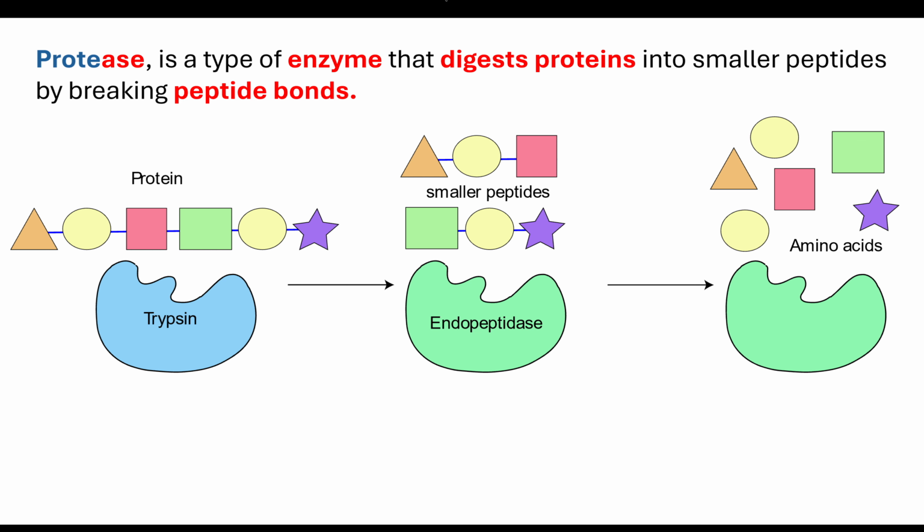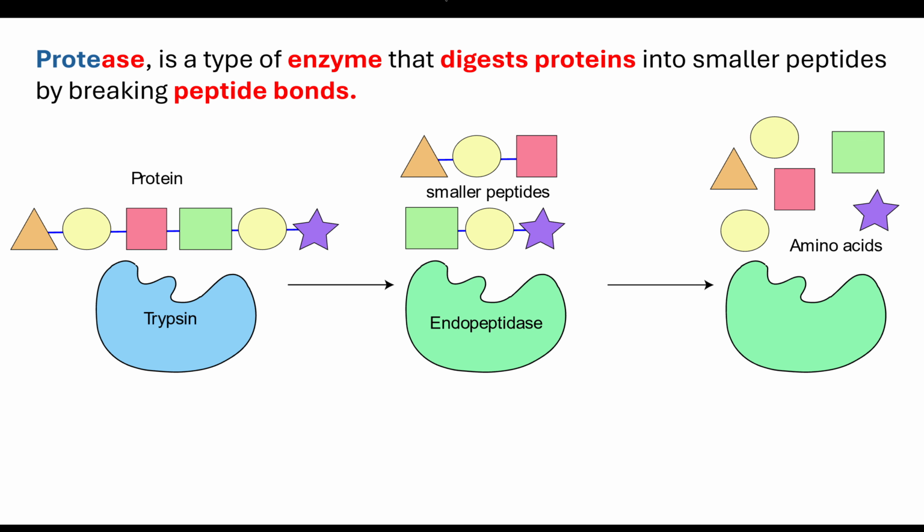So if we take, for example, trypsin, one of the examples you need to know, trypsin will break down proteins into smaller peptides. Now, smaller peptides then will be broken down into amino acids by another type of enzyme called endopeptidase. Now, you need to understand that the proteins are broken down into these smaller peptides first. So it's not a case of the trypsin breaks the protein straight down into amino acids. The trypsin breaks the peptide bonds, making smaller molecules, and those smaller molecules can then be digested by other enzymes.